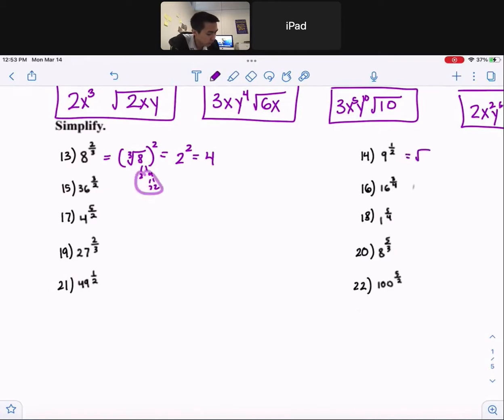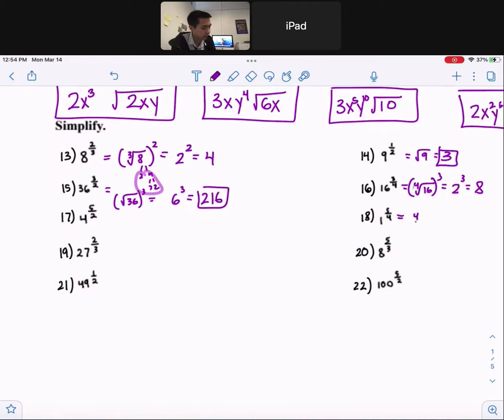This one, square root of 9, which is just 3. This one, the fourth root of 16, all raised to the third. So the fourth root of 16 is 2, and 2 to the third power: 2 times 2 times 2 is 8. Again, you can always do your tree with that stuff, right? This one, square root of 36, raised to the third. Square root of 36 is 6, and 6 to the third is 6 times 6 times 6, 216.